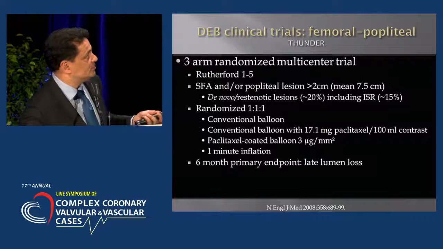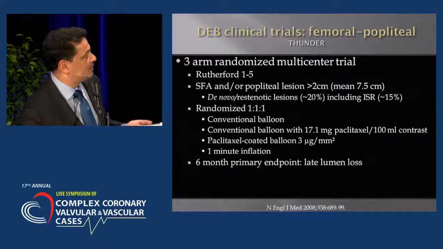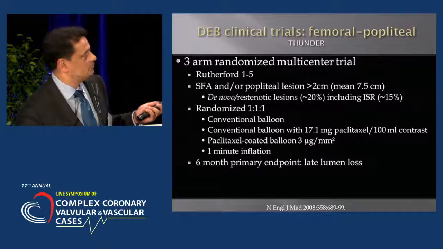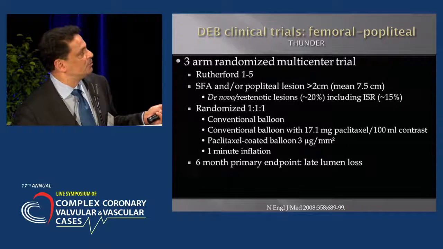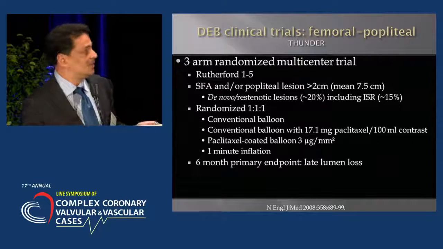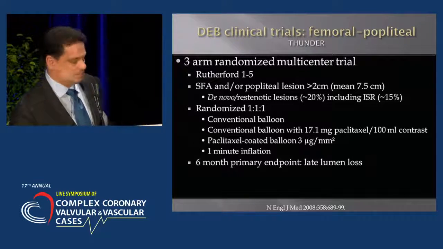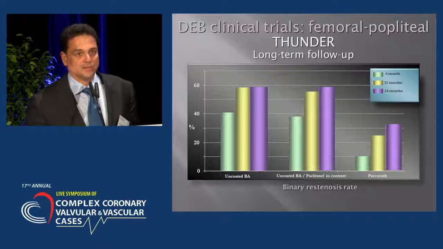So this is the Thunder trial. As you can see, they had three arms. One was a conventional balloon, which is your control arm. Then they did a conventional balloon with Paclitaxel injected in contrast. And third is the coated balloon. And what they found was basically it works.